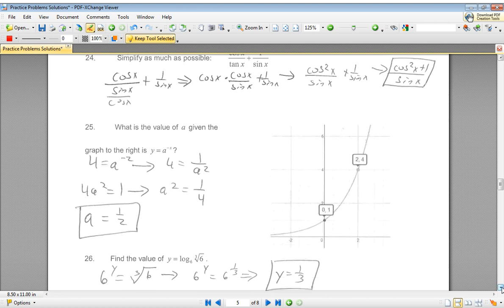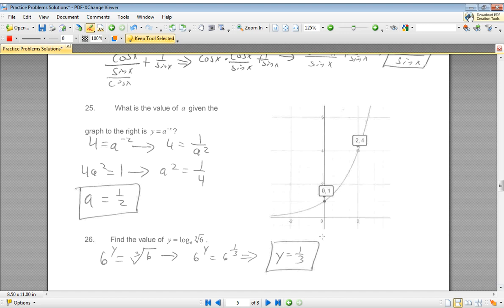What is the value of a given? Okay, so now we're into logs. So you could do a couple things. You could say, well, we know that when x equals 2, y equals 4. So a to what power is, if you multiply it by negative 2, you would get 4. And the answer you would get is 1/2.